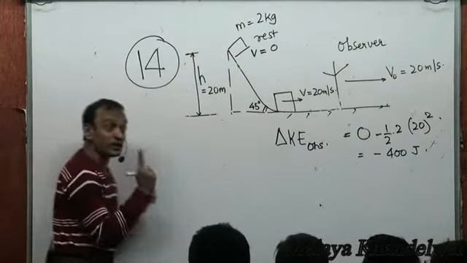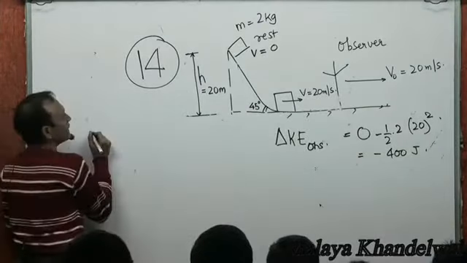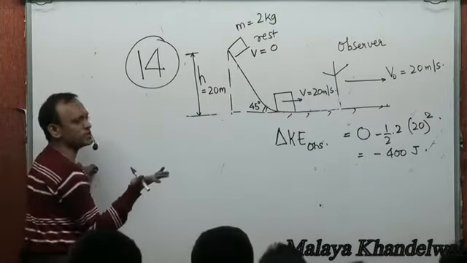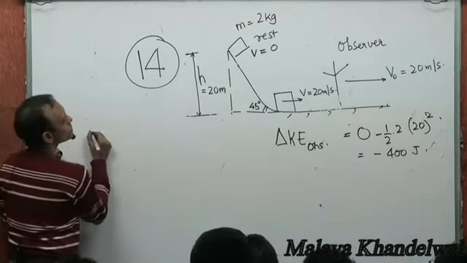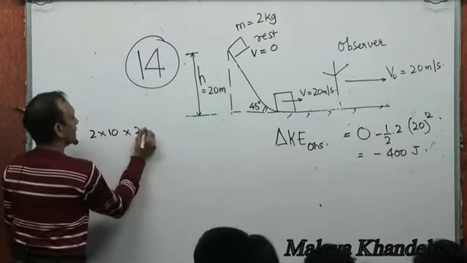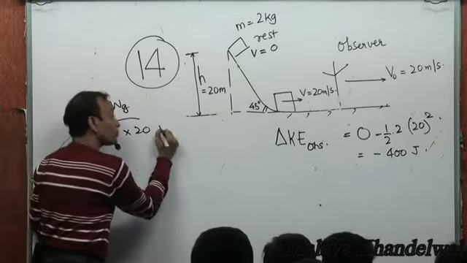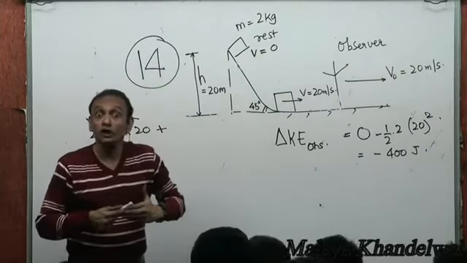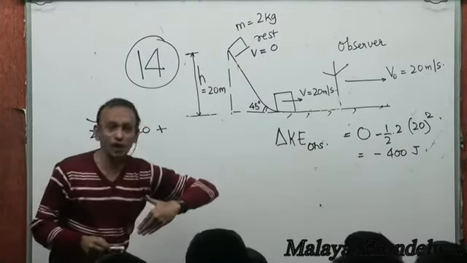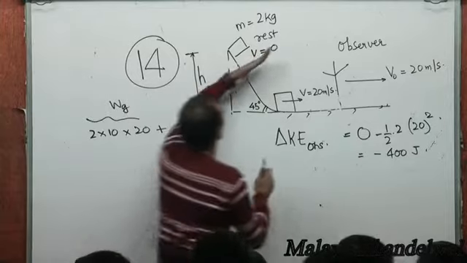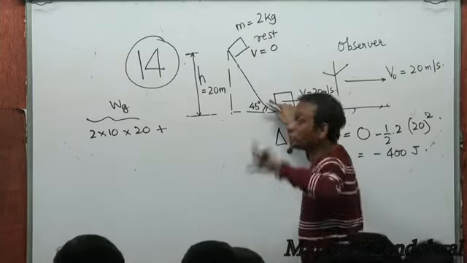So, observer's frame, from the work energy theorem as applied to the observer frame of reference, the work done by gravity is going to be mgh, irrespective of the observer, right? So which is 2 into 10 into 20. That's the work done by gravity. Now, the work done by the normal reaction in the ground frame would have been 0, because the normal reaction would have been like this, and the displacement would be perpendicular. Right? Work done by normal reaction in the ground frame is 0.